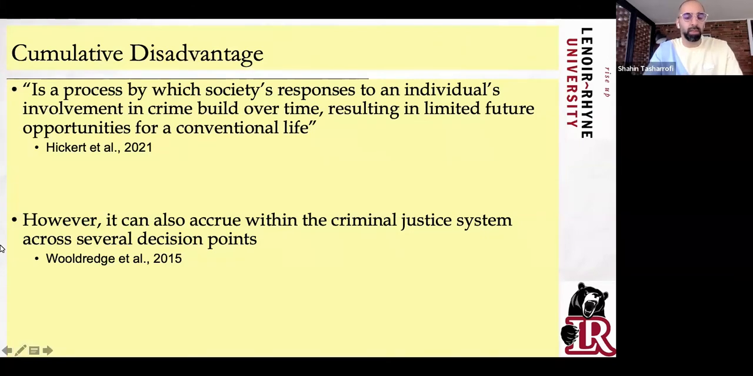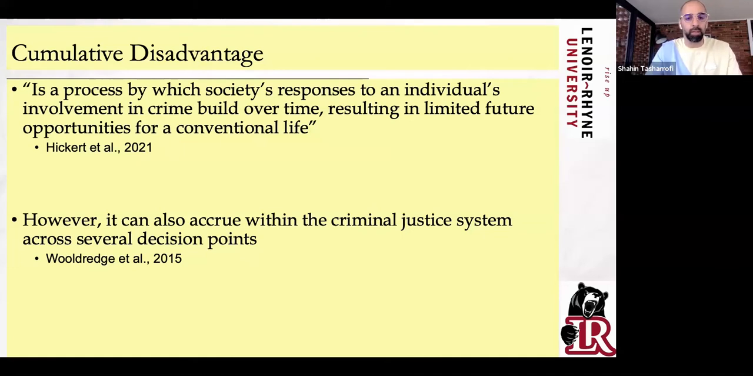Another important thing to touch on is cumulative disadvantage, which is also related to the assignments that I decided to have for you this week. Cumulative disadvantage is a process by which society's responses to an individual's involvement in crime build over time, resulting in limited future opportunities for conventional life. But this can also happen within the criminal justice system across several decision points.